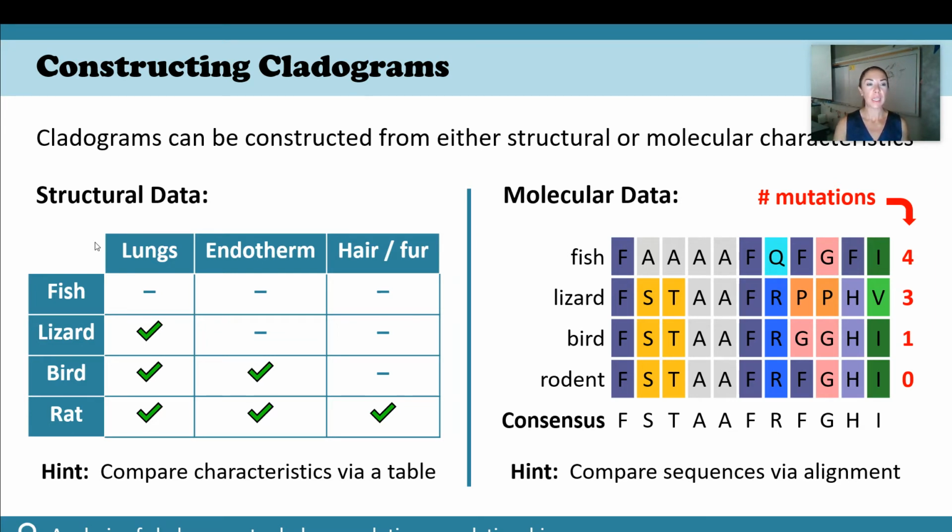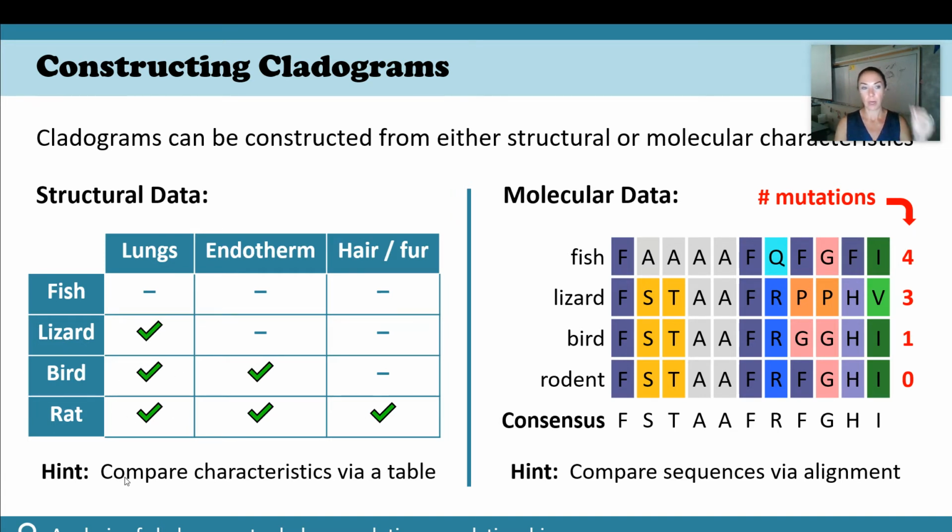And so here is how we could go about creating a cladogram to see which have what. We have these different characteristics: lungs, endotherm, and hair and fur. And then we check off, right? Does a fish have any of these? Nope. Does a lizard? Yep, but just this. What do birds have? What do rats have, right?